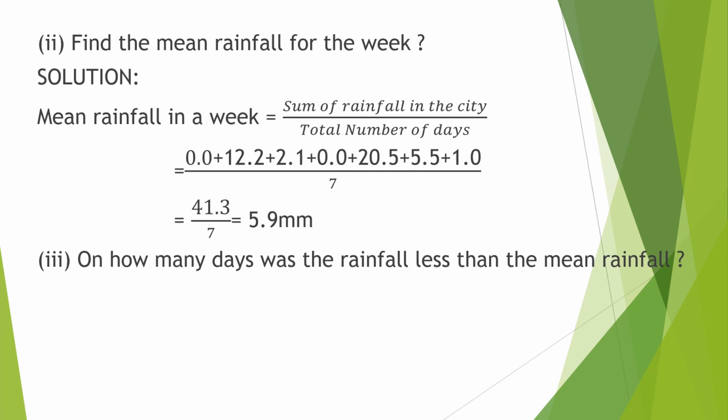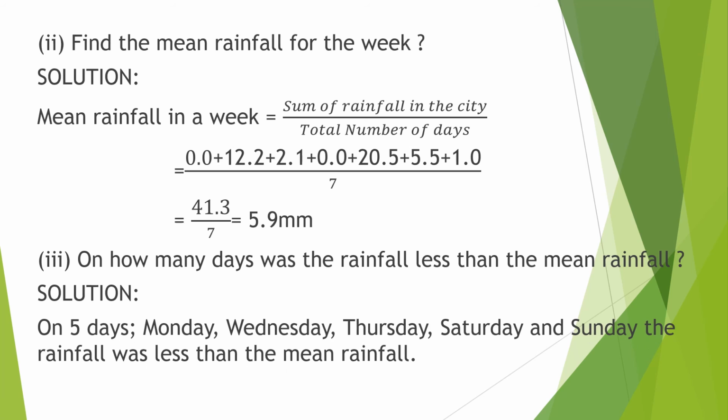Next, on how many days was the rainfall less than the mean rainfall? Our mean rainfall is 5.9 mm. By observing the table, it is understood that on 5 days, that is Monday, Wednesday, Thursday, Saturday and Sunday, the rainfall was less than the mean rainfall.